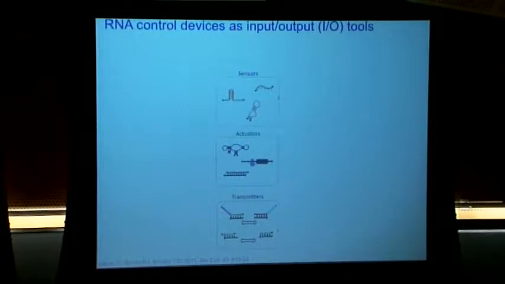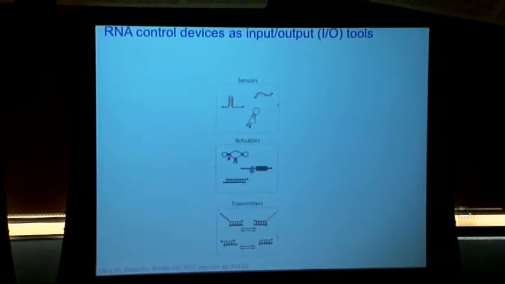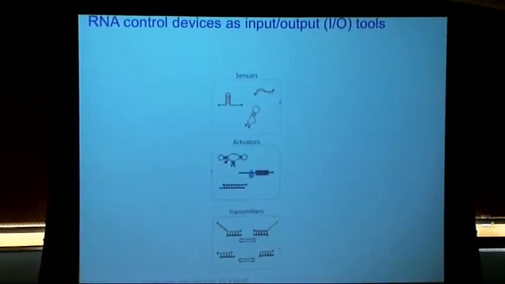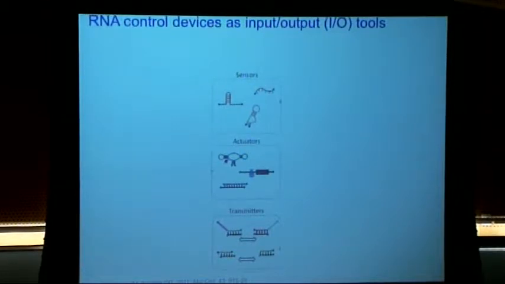We've looked a lot at these input-output tools and how to build them specifically out of RNA as a substrate. So I'm going to briefly review the approaches that people in the field have taken to the development of these types of RNA-based gene control devices. The basic idea is that we can identify RNA molecules or sequences of RNA that exhibit these different component functions of sensing, actuation, and information transmission.